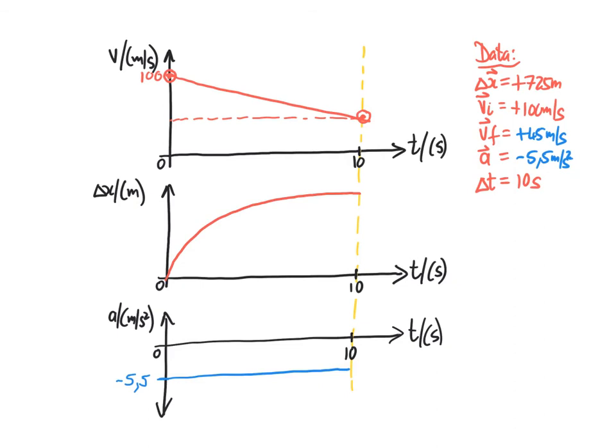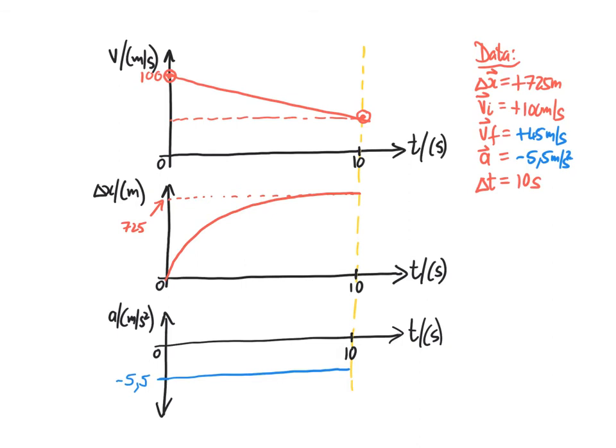Now, we know that the total displacement is 725 meters. So after 10 seconds, this value here would be 725 meters. Now, these graphs are related to the equations of motion, and I would like to refer to the following two equations of motion.